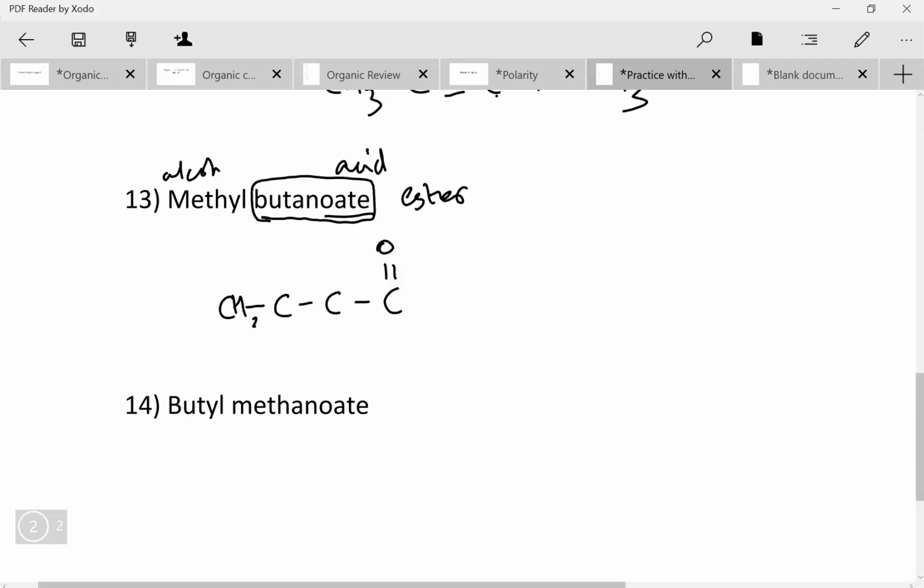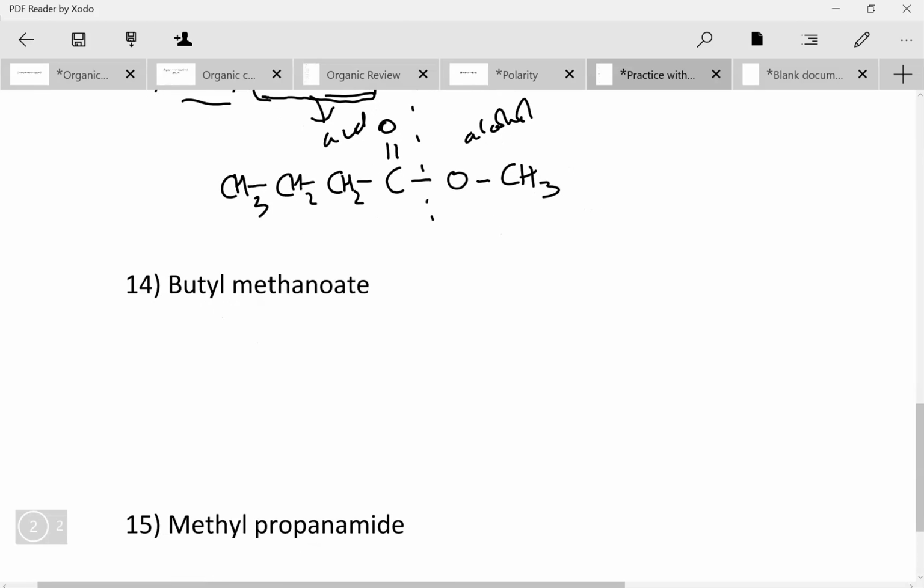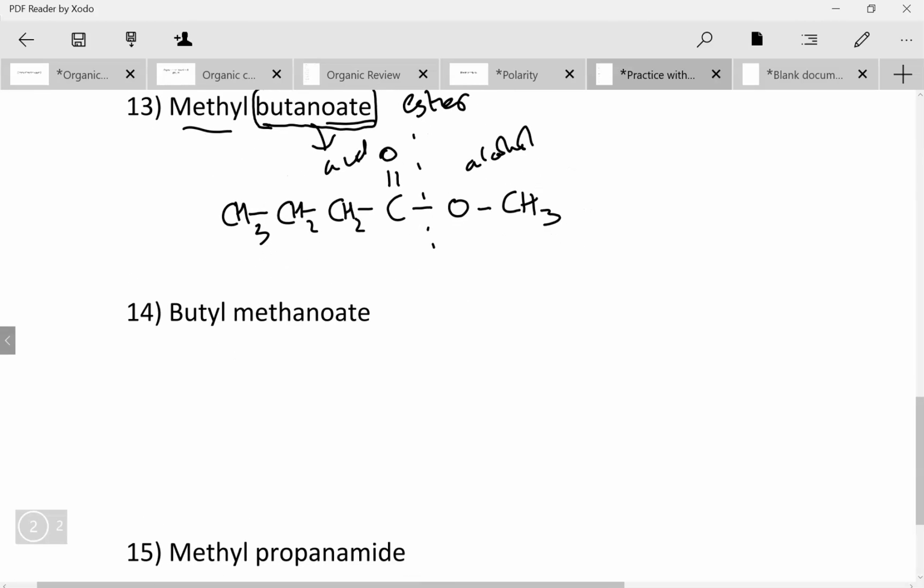So we're going to add our hydrogens here, H2, H2. And then here, we're going to connect the alcohol. So the alcohol would be O, and then there's 1 carbon because it's a methyl. So this is the acid bit for the butanoate, and this is the alcohol bit for the methyl. Right? So that's how we put those together. Now let's look at what it looks like if it's the opposite.